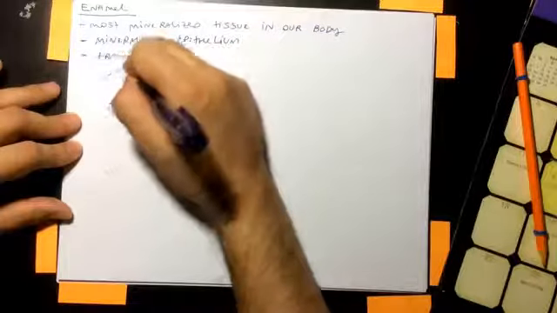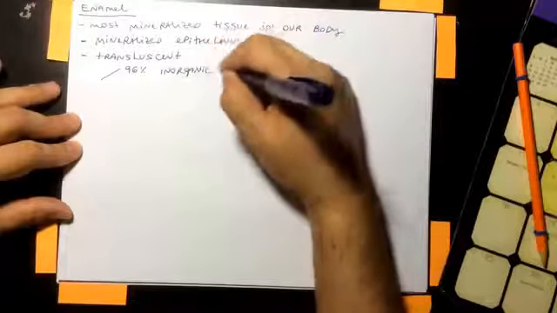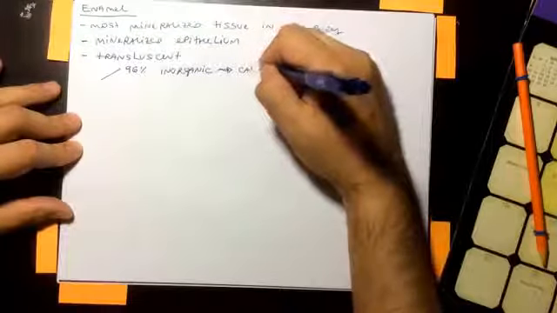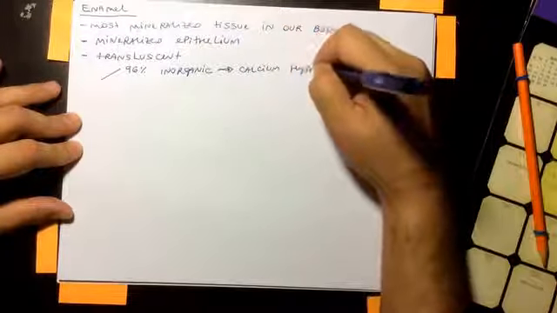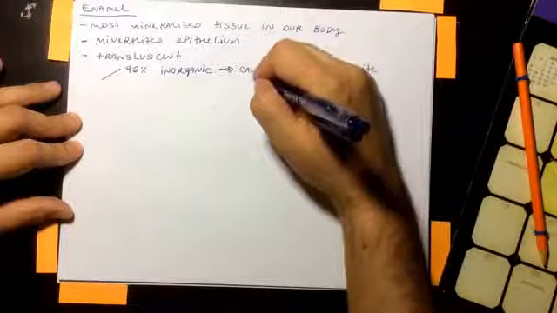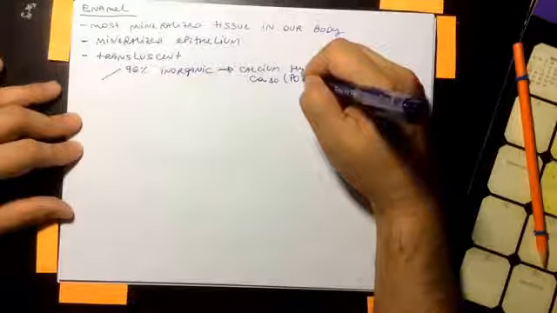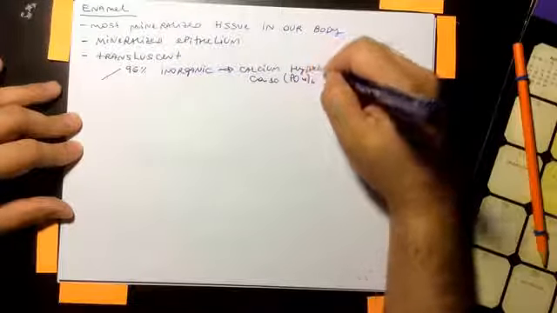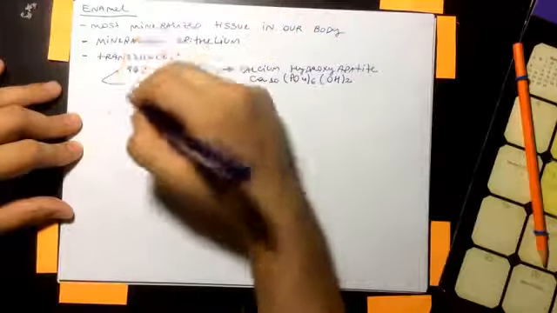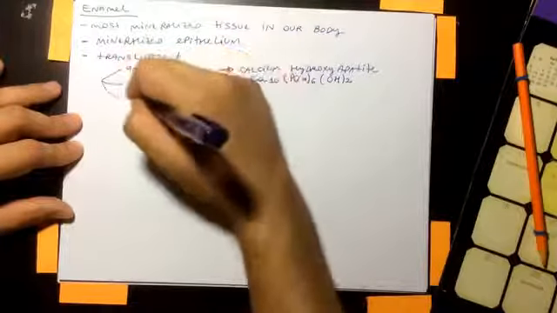So the composition of enamel is 96% inorganic, and inorganic means mineral, and most of the mineral that composes enamel is called calcium hydroxyapatite, and the formula for this is Ca10(PO4)6(OH)2. So it's also composed of 1% organic and 3% water.